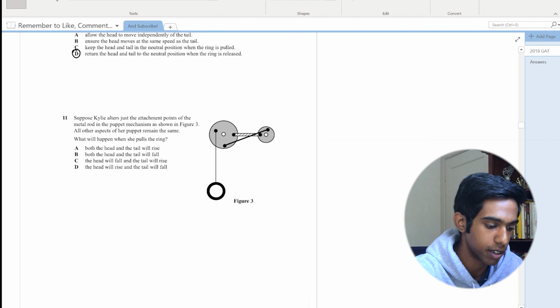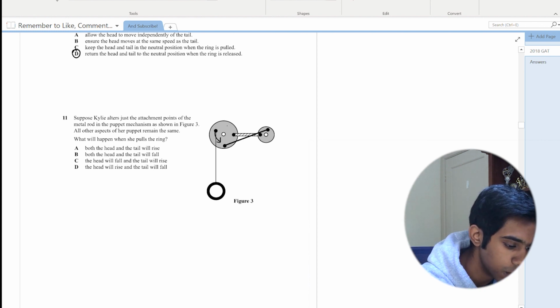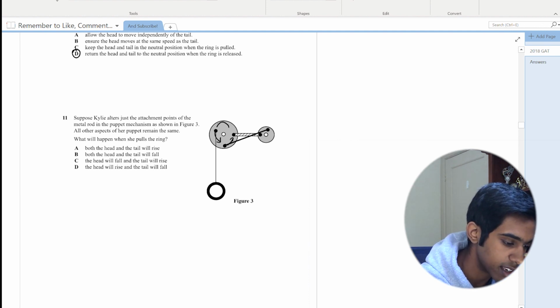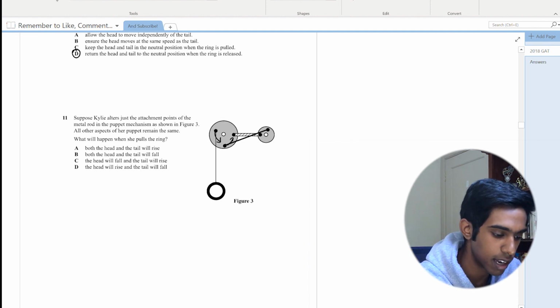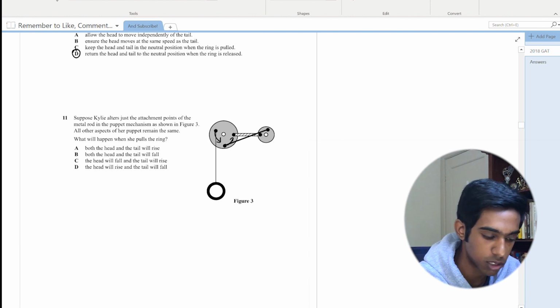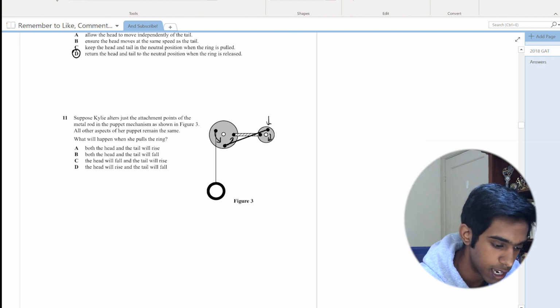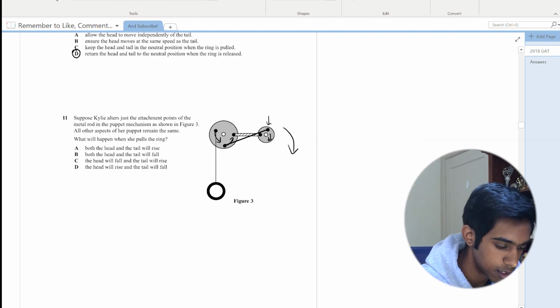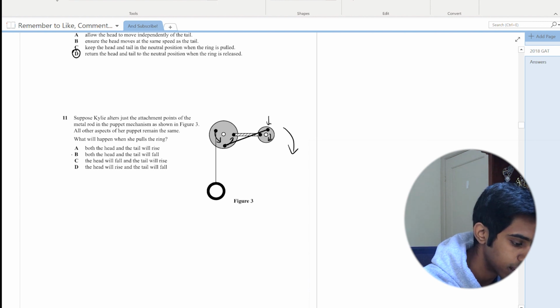So now what will happen is that when she pulls the ring, this thing will move this way, and this one will move this way. Before, it moved from here to here, so it won't do that anymore. Now it will still move in the same direction, but it will move upwards. And then because this is below this point here, this one will now move downwards. So the tail will go down and the head will also go downwards this way. So both the head and tail will fall.